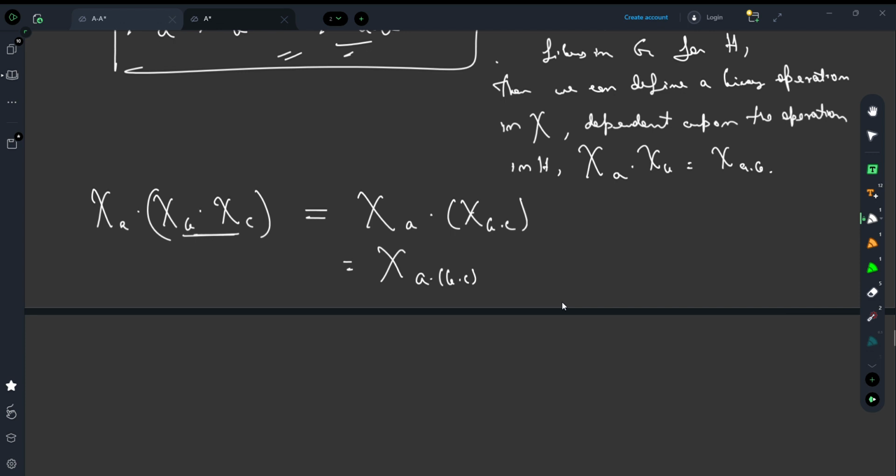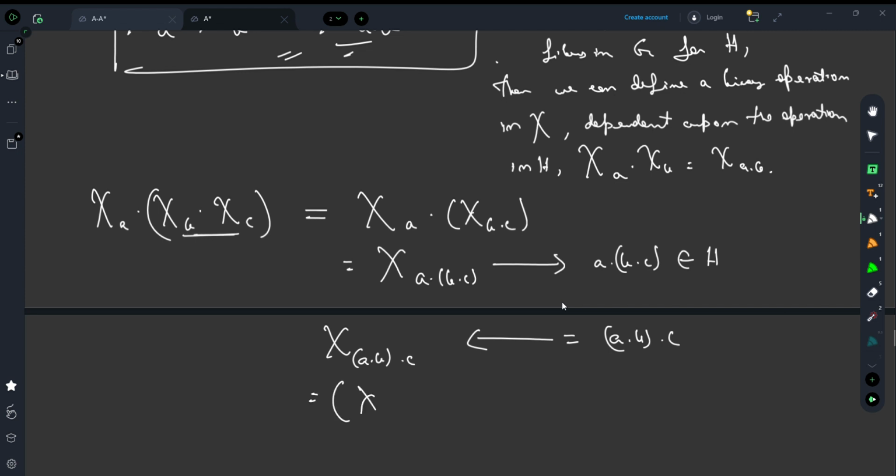But A, B and C are elements from H. I can project this to H to the element A dot B dot C. H is a group, the operation in H is associative. So this is same as A dot B dot C, right? So I can again bring it back to the concept of fiber. So this becomes A dot B dot C. But this can be broken down as chi of A dot chi of B dot chi of C. Is it clear? Therefore, the operation we have defined is associative as well, right? It's associative as well.